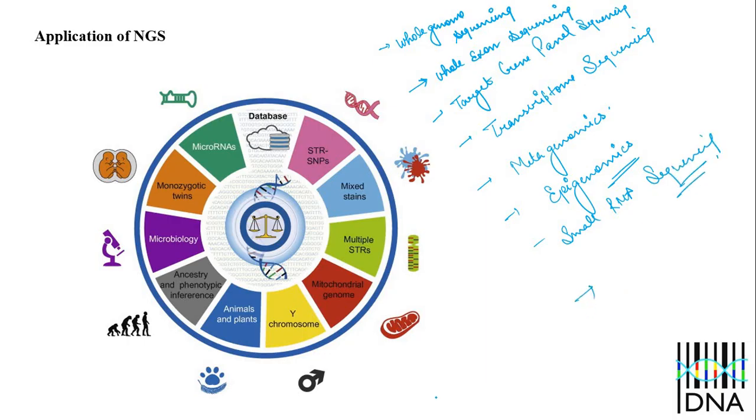Okay, single cell sequencing, mitochondrial genome sequencing, to find out the Y sequence of the Y chromosome, animals and plants genome sequencing to find out the ancestry relationship, in microbiology to find out the genome of a microbial strain, monozygotic twins, microRNA, and to interpret the data like gene interpretation, STR interpretation, mixed strain interpretation, and multiple STR. Okay, this is the application of NGS.